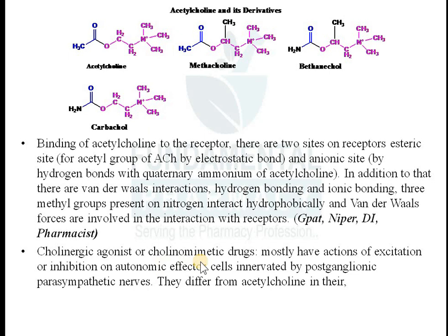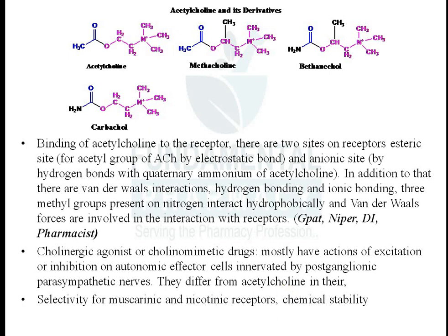now cholinergic agonist or cholinomimetic drugs. What are these? These are the drugs mostly have actions of excitation or inhibition on autonomic effector cells innervated by postganglionic parasympathetic nerve. They differ from acetylcholine in their structure and pharmacology also. So selectivity for muscarinic and nicotinic receptor. So cholinergic drug जो होते हैं, वो structure में थोड़ा सा difference होता है उनकी acetylcholine से. उसकी वजह से वो उनका जो affinity for the muscarinic receptor है और nicotinic receptor है वो थोड़ा change होता है. So selectivity for muscarinic and nicotinic receptor, it will be different than acetylcholine.